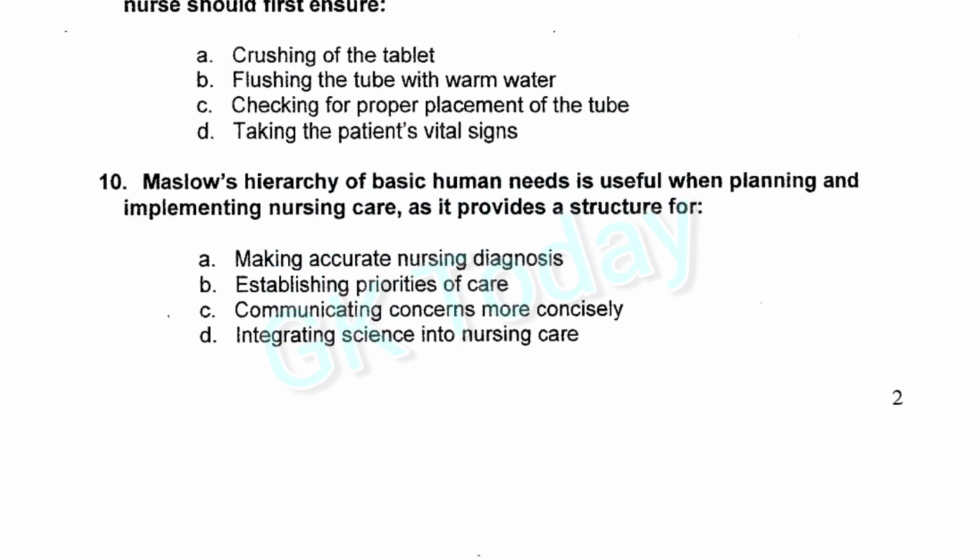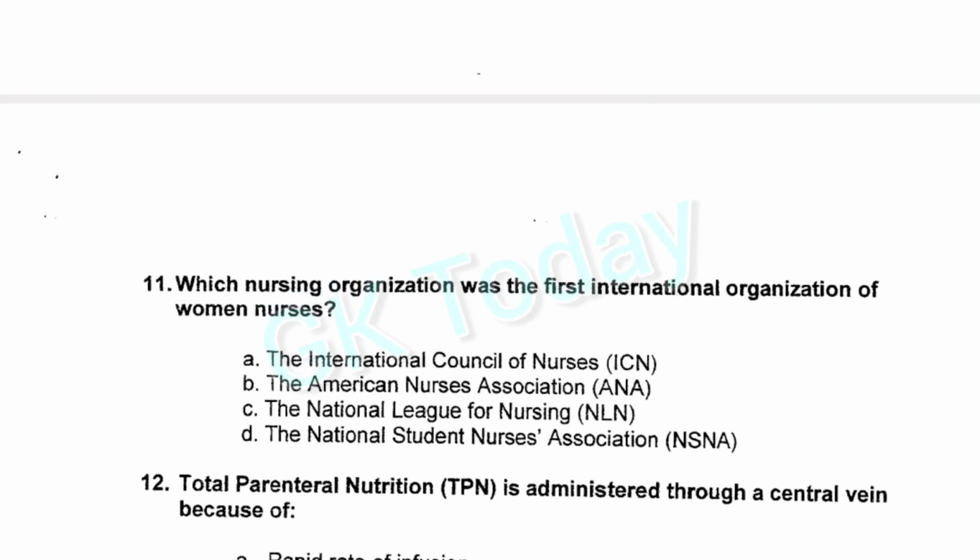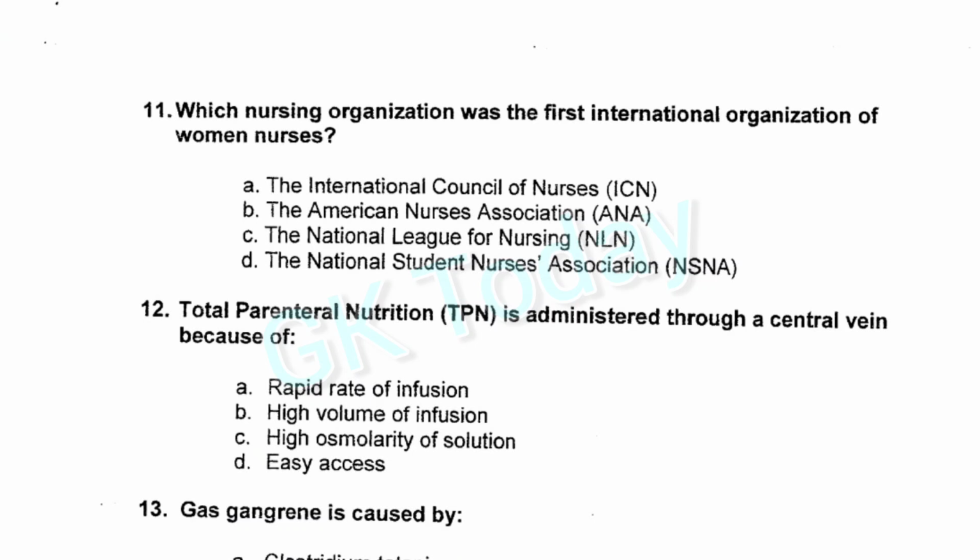Question number 10. Maslow's hierarchy of basic human needs is useful when planning and implementing nursing care as it provides a structure for? Correct answer is option B, establishing priorities of care. Question number 11. Which nursing organization was the first international organization of women nurses? Correct answer option A, the International Council of Nurses, ICN.